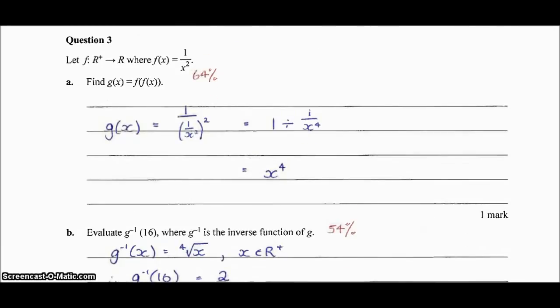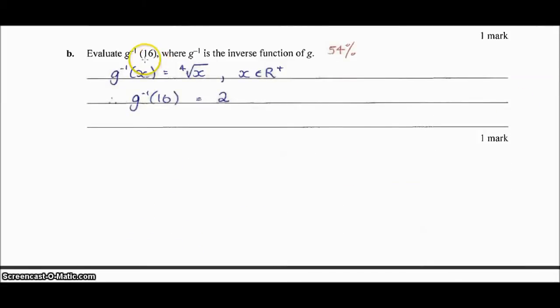Alright, question 3a, a composite function question. So basically, here's f of x, which is 1 on x squared, and we want to find g of x, which is given as f of f of x. So we're subbing this function into itself, which is a bit strange, but what we get is 1 on x squared. If we sub in 1 on x squared in for x, g of x becomes 1 on x squared all squared, which is 1 on x to the 4, which is just x to the 4.